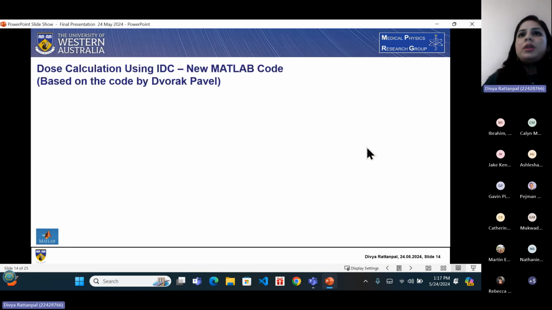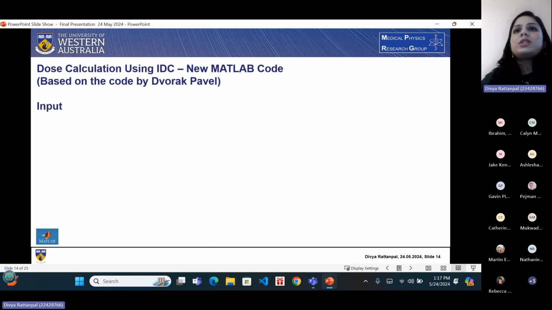So after doing the scaling of the OCR, the next step was the independent dose calculation. For the independent dose calculation, a new MATLAB code was developed. This MATLAB code is based on the code by Doric from his book, Clinical Radiotherapy Physics using MATLAB.